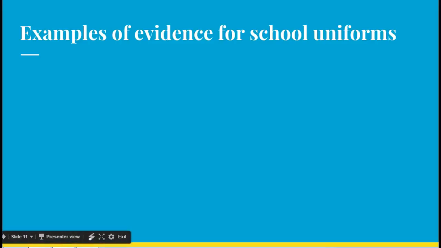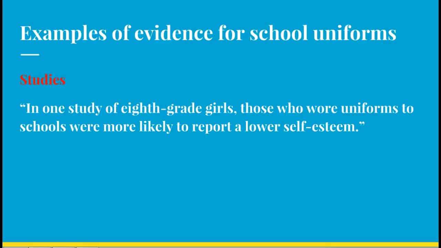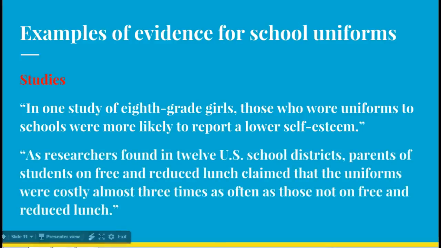Here's another example of evidence for school uniforms. You can look at studies, and you'll see all kinds of studies on these controversial topics. So you might have something like, in one study of 8th grade girls, those who wore uniforms to school were more likely to report a lower self-esteem. Ooh, bad, not a good thing. Or, as researchers found in 12 U.S. school districts, parents of students on free and reduced lunch claimed that the uniforms were costly almost 3 times as often as those not on free and reduced lunch. So again, a study that would cite something.